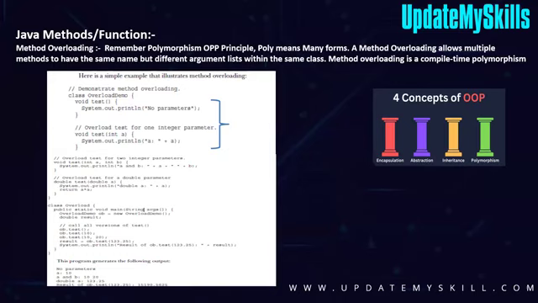Method overloading is a compile time polymorphism. There are two types of polymorphism: compile time and runtime. Compile time means that while writing the code, we know how this method is going to work. Runtime polymorphism means we don't know how this method will work unless we execute the code. I'll talk about runtime polymorphism in the next subsequent classes.